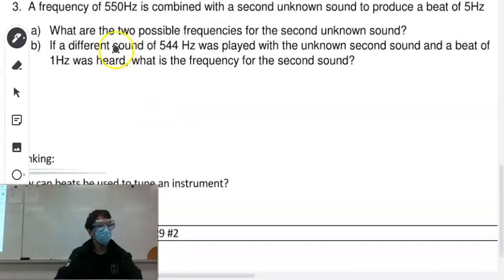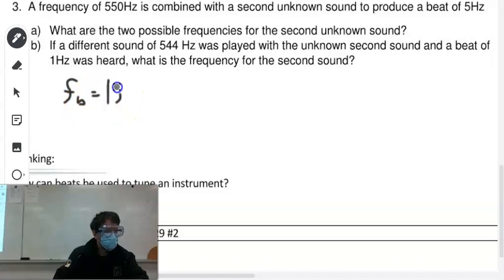So our third example is on beats. So let's say we have a frequency of 550 hertz. This is a known frequency. And then we have some unknown sound. And when played together, we produce a beat frequency of 5 hertz. Now our goal is to figure out what that unknown frequency is. But our beat frequency, FB, equals the difference between these two frequencies.